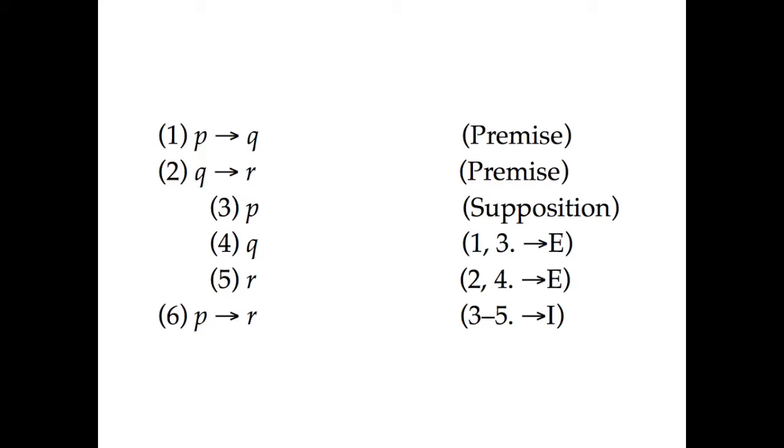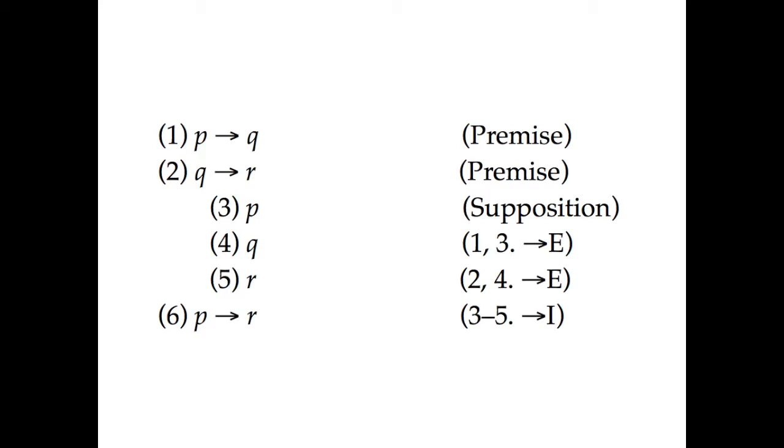All right. So line 3 says p. That's a supposition. And now line 4 says q. That comes from line 1 and line 3 using our arrow elimination rule. Line 5 says r. That comes from line 2 and line 4 using our arrow elimination rule. And that's just exactly what we wanted, right? We supposed that p was true. And using that supposition, we have been able to prove that r would be true. That means that our premises prove p arrow r.